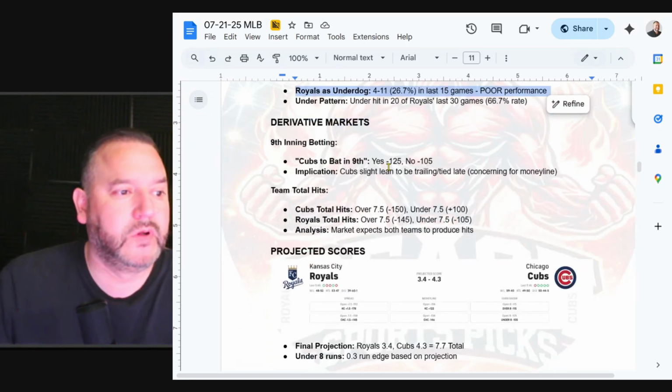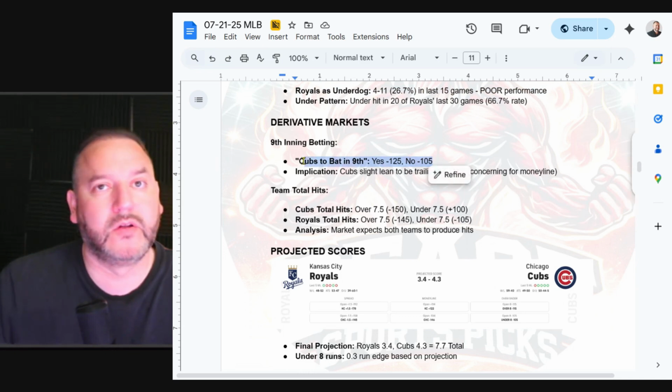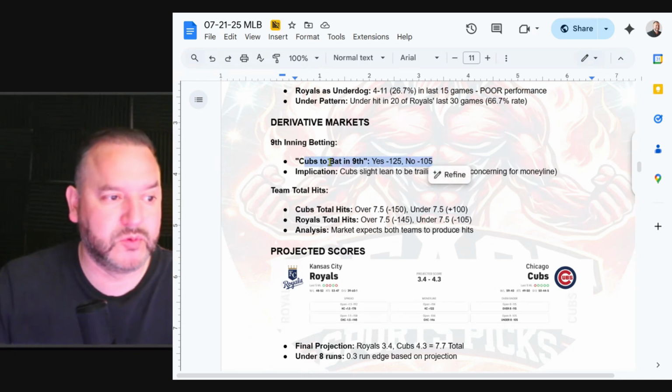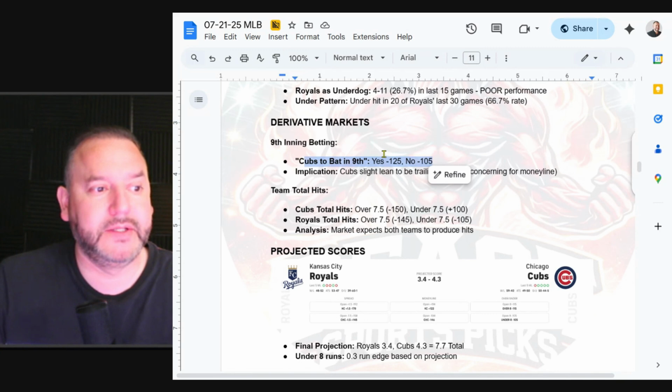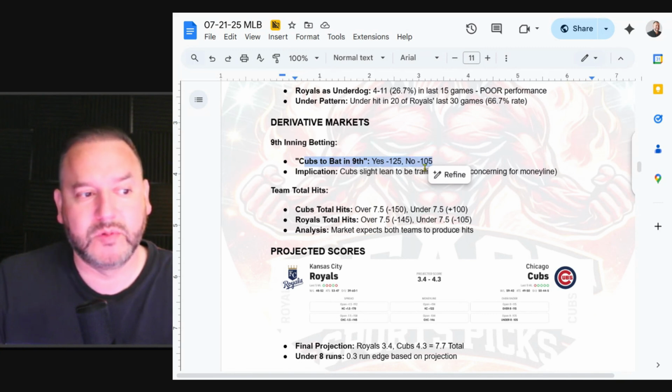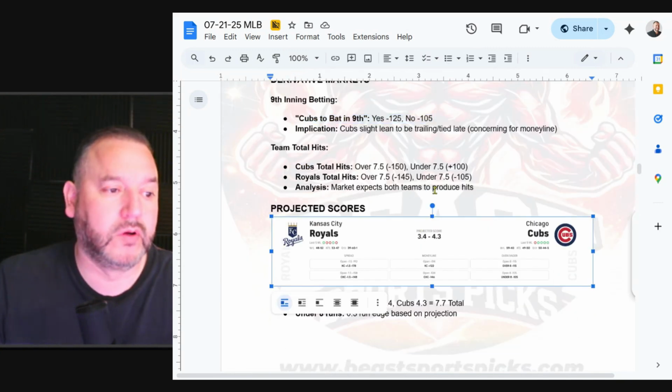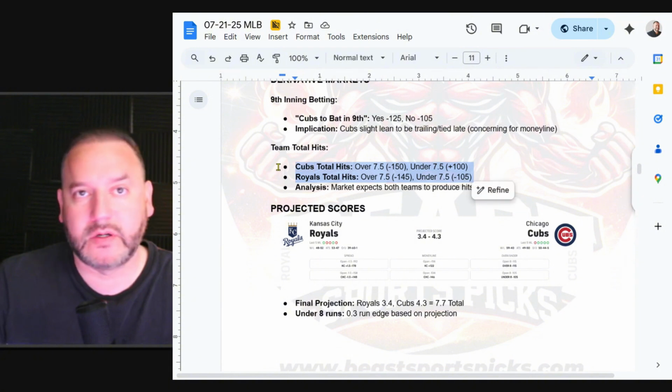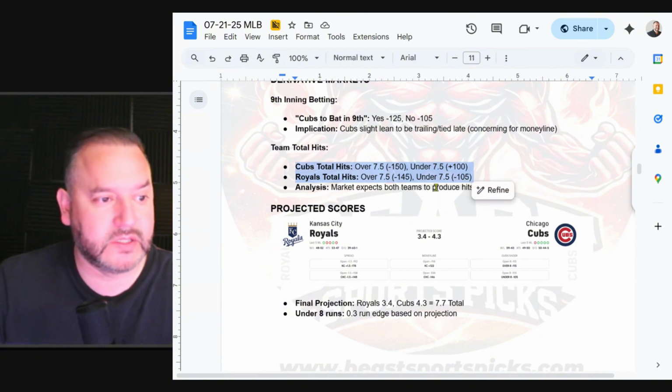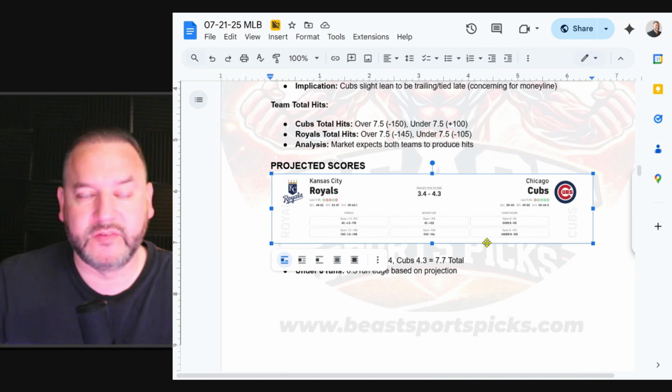Then the hit rate, here's another thing. That's another little questionable thing that says that the Cubs will be batting in the 9th. And what that means is that the books think the Cubs will be losing the game. So you look overall, the hits projections are pretty much the same, 7.5. But then you got the Cubs over here, 4.3. This is the projection, the overall projection.